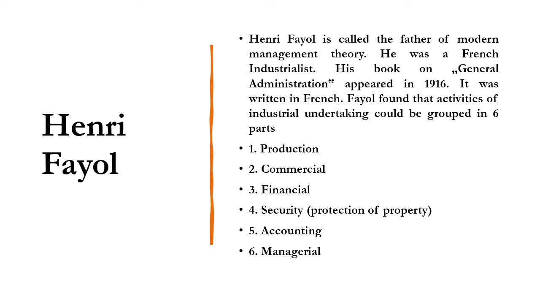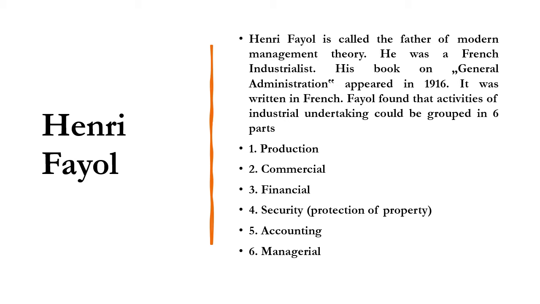Fayol found that activities of an industrial undertaking could be grouped in six parts, like the activities which are performed in any industry. These activities could be grouped in six different parts. We can say that these are six different departments in an industry. First one is production. So production is an important department in any industry.